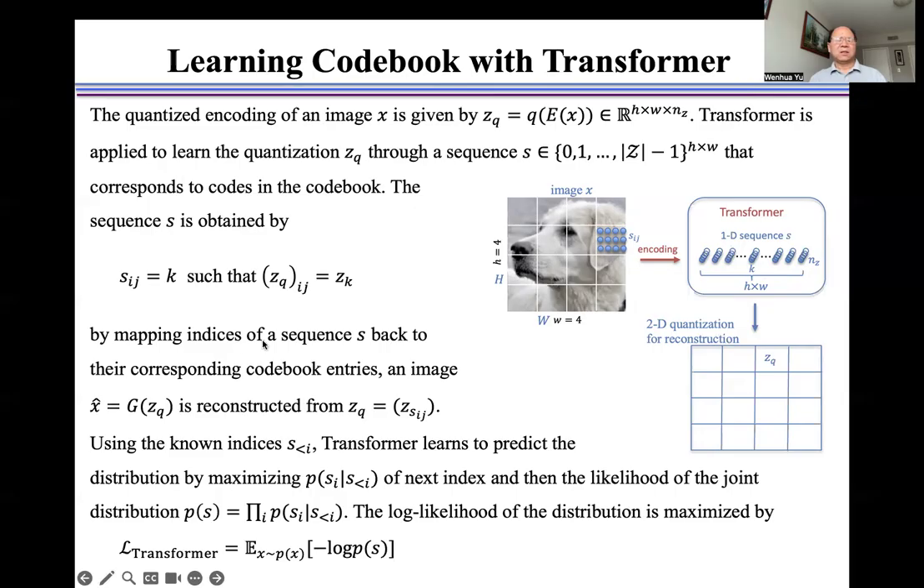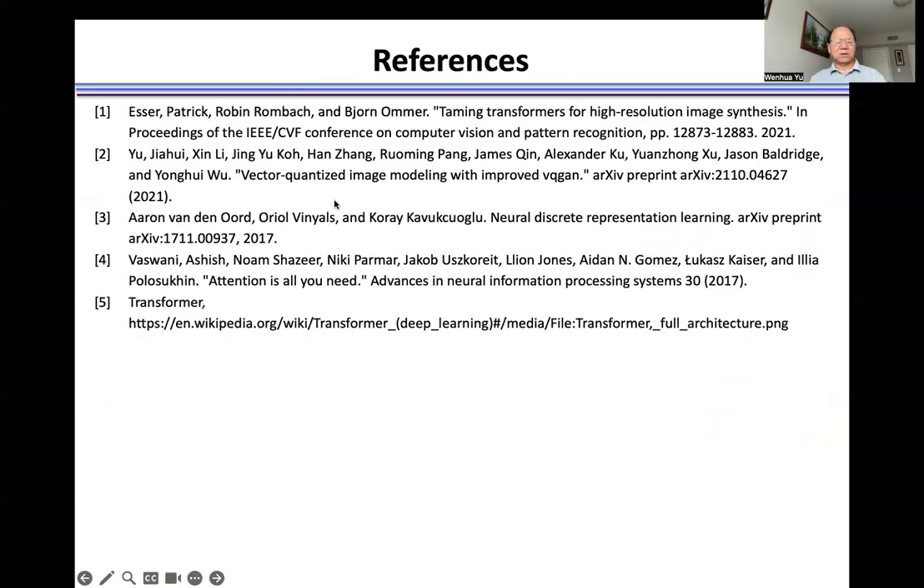By mapping indices of sequence S back to their corresponding codebook entries, the image x caret is reconstructed from ZQ. Using the known indices S, the transformer learns to predict the distribution by maximizing the probability of the next index, and then the likelihood of the joint distribution P. The log likelihood of the distribution is maximized by using this equation. For more details, please check these references.